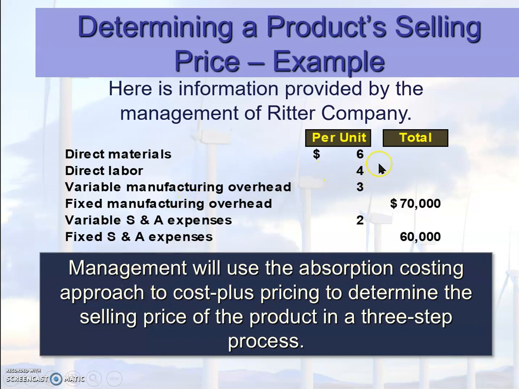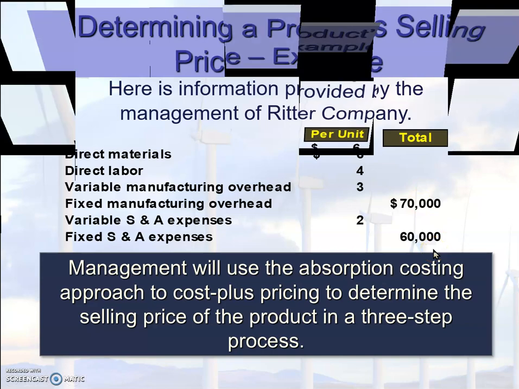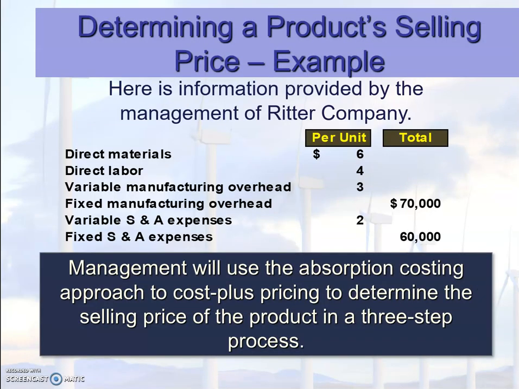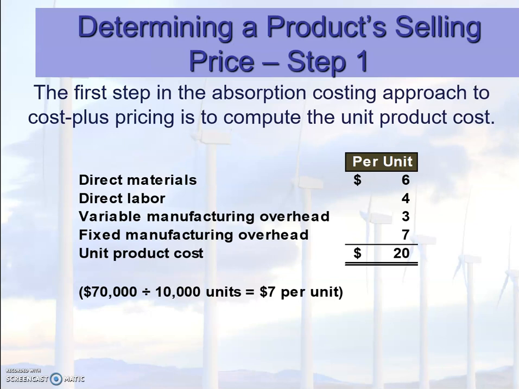So we know that the definition will include that as well as the fixed manufacturing overhead. Now let's look at the definition. Direct material 6, direct labor 4, variable manufacturing overhead 3, and for the fixed manufacturing overhead we have 7 because we have this $70,000 divided by 10,000 units. We assume that there is a production of 10,000 units.